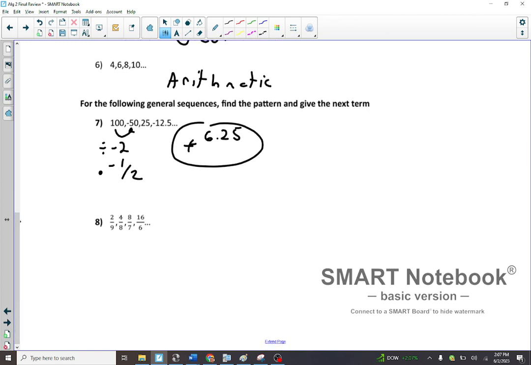Over here, the top and the bottom are separate rules. On the top, I am multiplying by 2, while on the bottom, I'm always lowering by 1. So multiply by 2 on top, subtract 1 on bottom. So the next one should be 32 over 5.